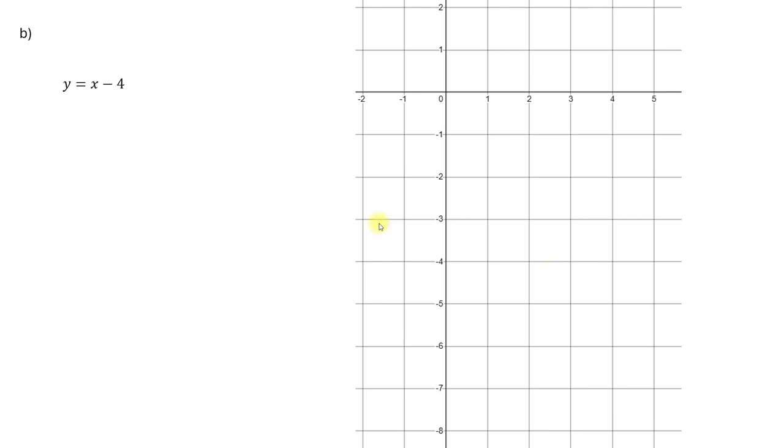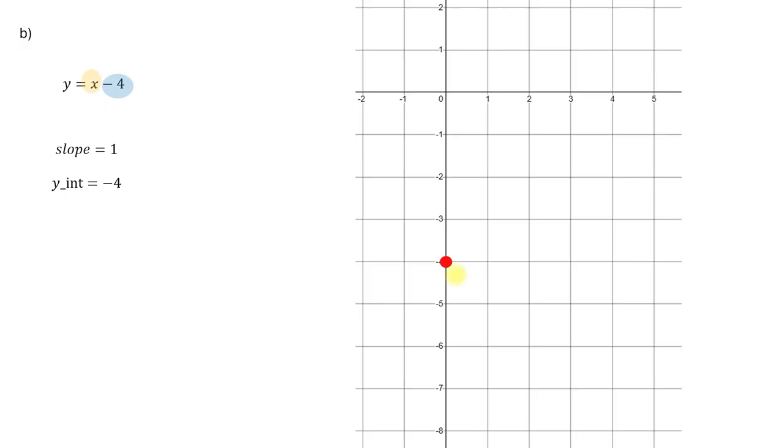Question 3, we're given the equation y equals x minus 4. Well, the coefficient of x is 1, so that's our slope. And our b value is -4. That becomes our y-intercept, which we can plot here on the graph.